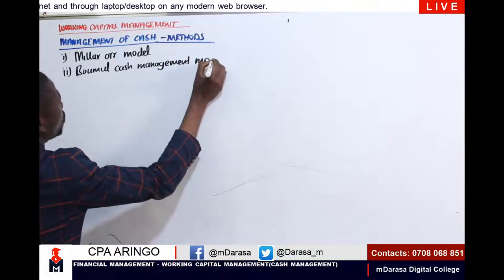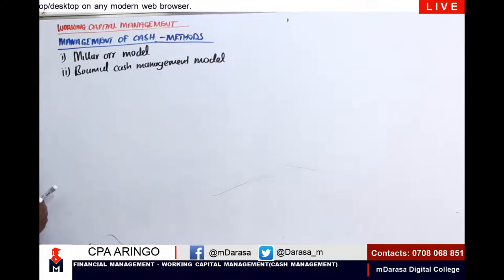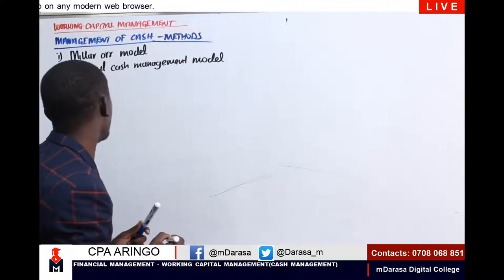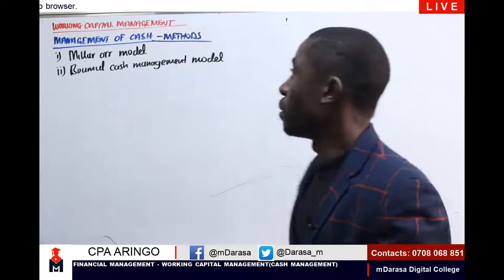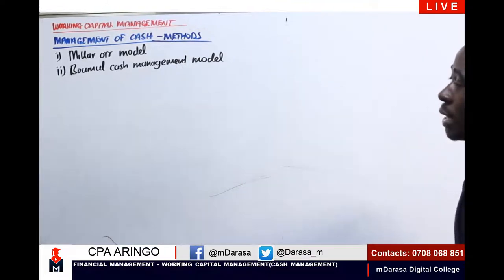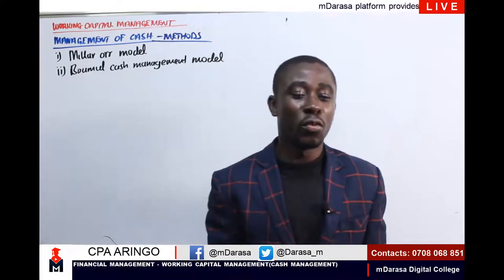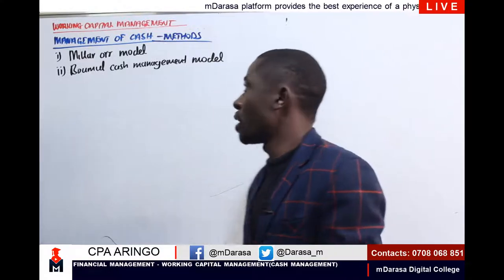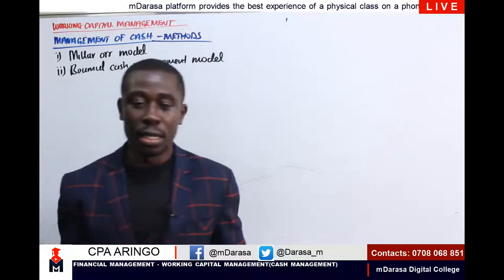So we'll be talking of these two models. We'll be talking of the Miller-Orr cash management model and the Baumol cash management model. So basically, these are the models that we'll be looking at. And in this case, I want us to consider the first one, because we're looking at our revisions, right, my good students? And of course, this concept is very vital for any student doing financial management. So I want us to look at this model, the Miller-Orr model.